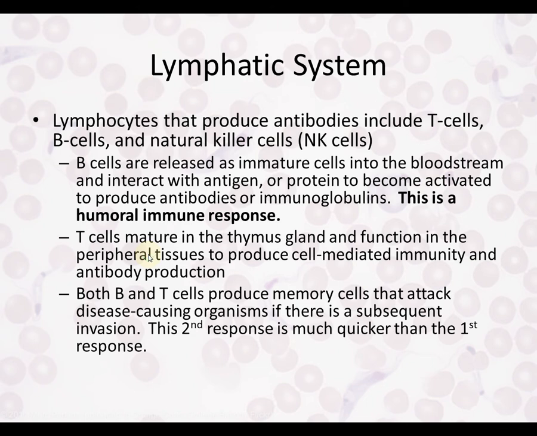Let's go on to the lymphatic system. Lymphocytes that produce antibodies include your T cells, your B cells, and natural killer cells, which we will see as NK cells. B cells are released as immature cells into the bloodstream and interact with antigens or proteins as they become activated.